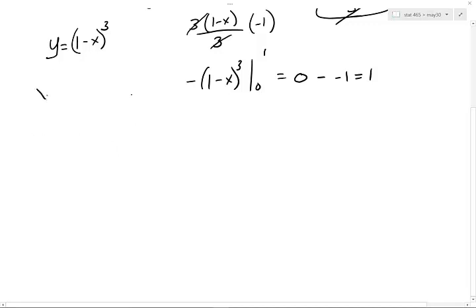Anyway, my point is we've done this before, but here's what we need to do. We need to solve for x. So x is equal to, because that's what we need to solve for. What an idiot. X is equal to 1 minus the cube root of y. There we go.